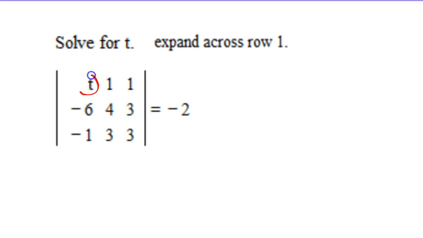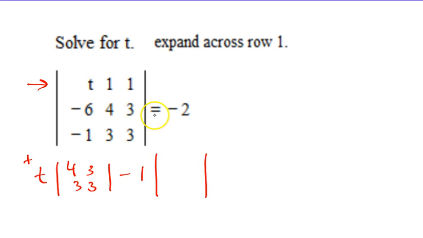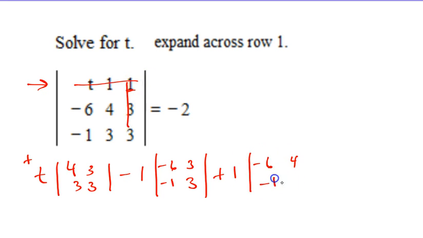Here's an example where you cannot use a calculator because I have a variable in here. So this is where you'll probably have to do this by hand. So I'm going to expand across row 1. T times the, by the way, that's row 1, column 1, so it's positive. 4, 3, 3, 3, if I eliminate row 1, column 1, minus 1 times its determinant, negative 6, 3, and then plus 1, that last one, eliminate its row and column, and I'm left with negative 6, 4, negative 1, and 3.